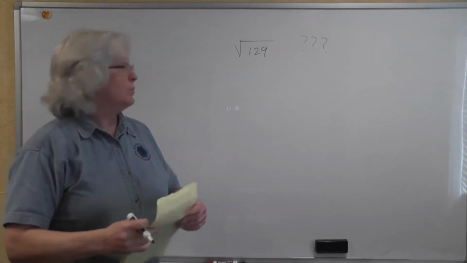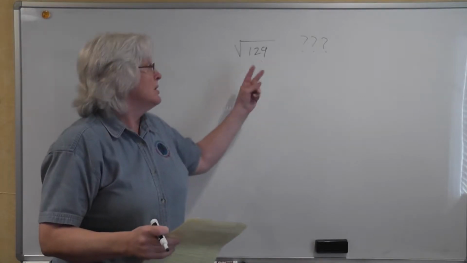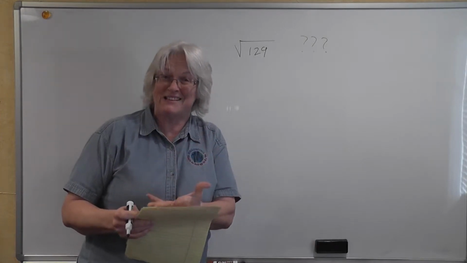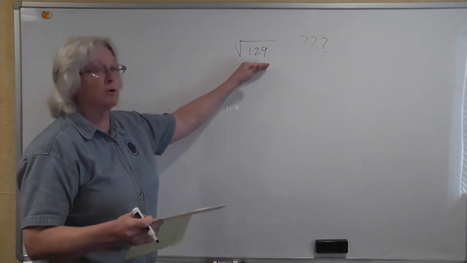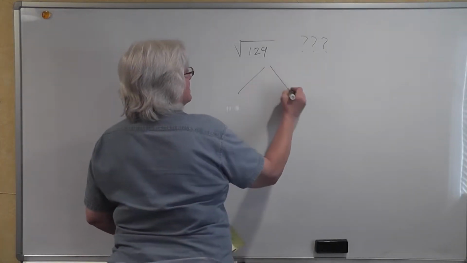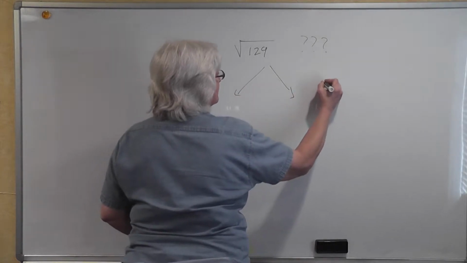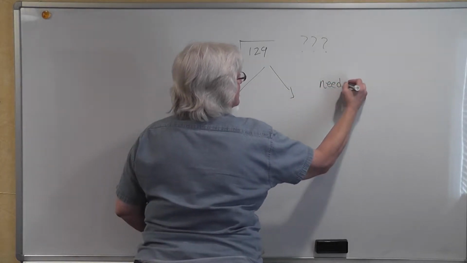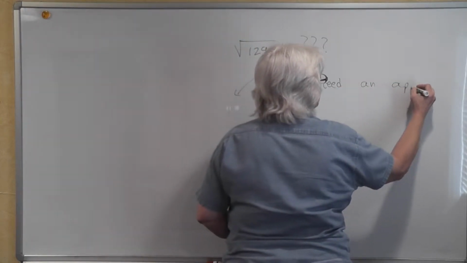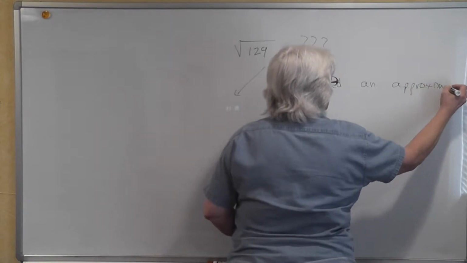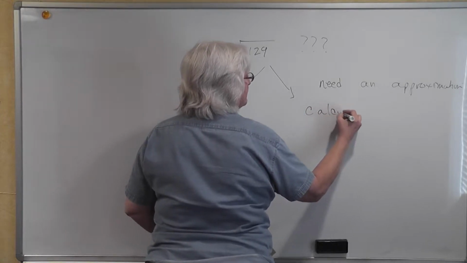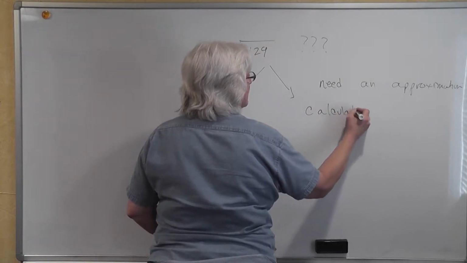Well, first, 129 is not a perfect square. So we are not going to be able to come up with an answer that is exactly what we're looking for. We're going to have to come up with an approximation. There are 2 ways that we can come up with the approximation. First, we can use our calculator.